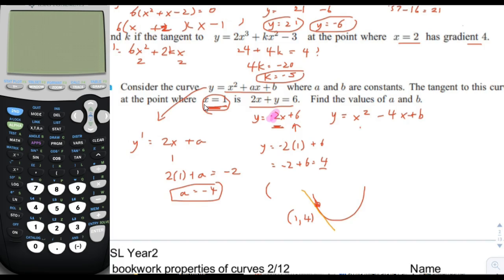And so since we know that the point here, 1 comma 4, is on the parabola, we can also put 1 and 4 into the parabola equation, and that should give us b. 4 equals x squared is just equal to 1 squared, 1 minus 4 plus b. So that would be negative 3, 7 equals b, right? So b is equal to 7. So the two values are a equals negative 4 and b equals 7.